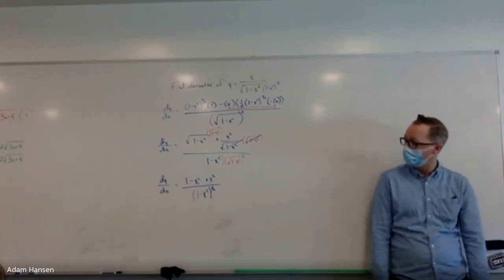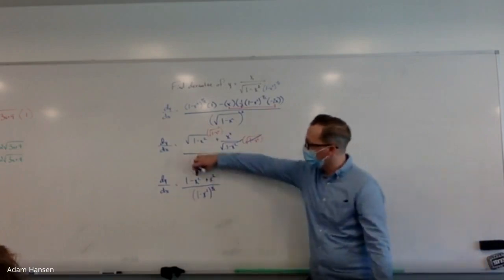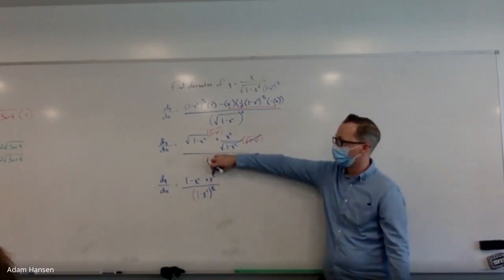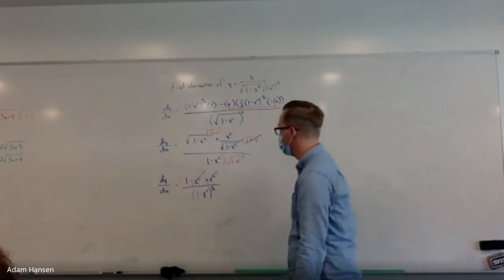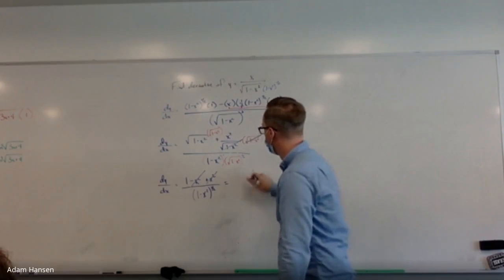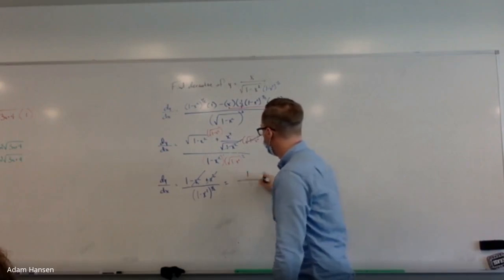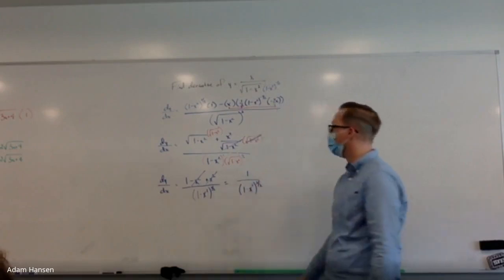One last thing to simplify. Pretty obvious. What's going to happen up on top? 1 minus x squared plus x squared. Cancel out. So final derivative, 1 divided by quantity 1 minus x squared to the 3 halves.